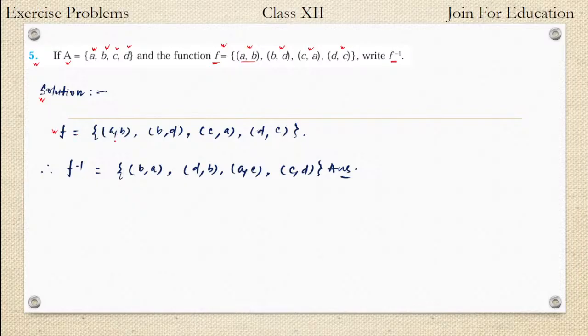The elements of the function are given here. The ordered pairs (a,b), (b,d), (c,a) and (d,c) are the elements of the function f. Therefore, for the inverse of this function, we simply reverse the order of the elements. So (a,b) we write as (b,a), (b,d) as (d,b), (c,a) as (a,c) and (d,c) as (c,d). So this is the answer of this question.